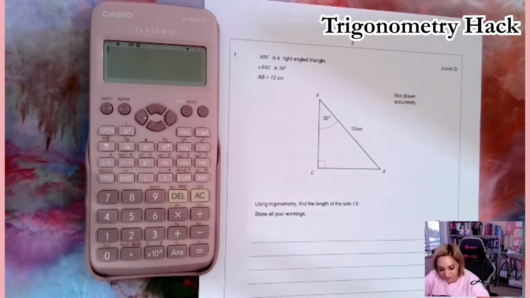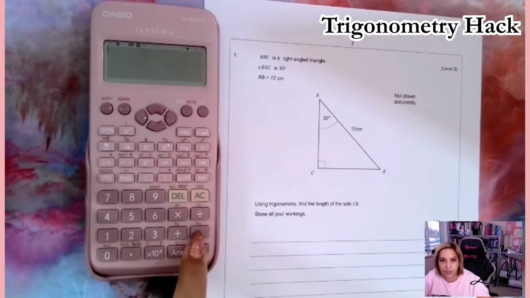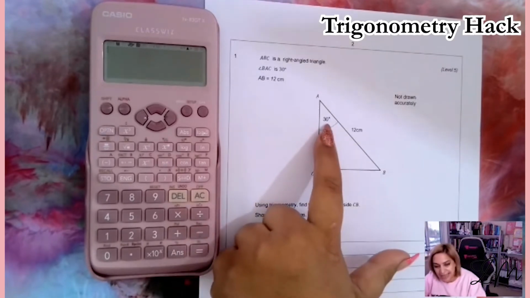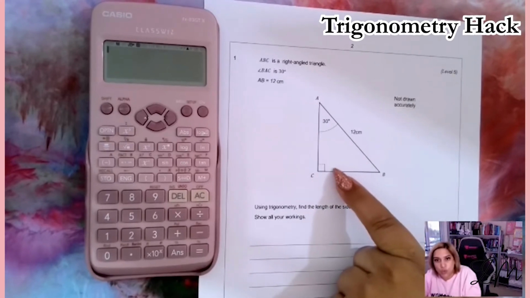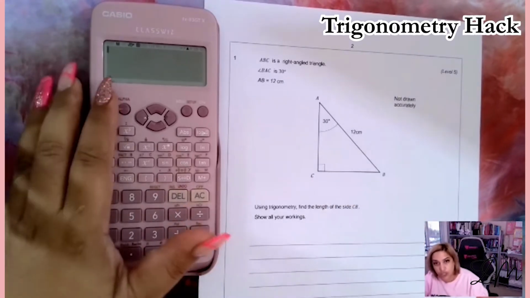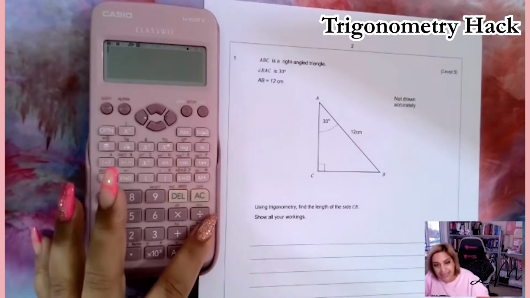Hi guys, so today we're going to use the rectangular function. Now the rectangular function is this rec button above your minus sign. When you get an angle and a hypotenuse, remember the hypotenuse is always opposite the right angle. So you're going to do shift and rec.